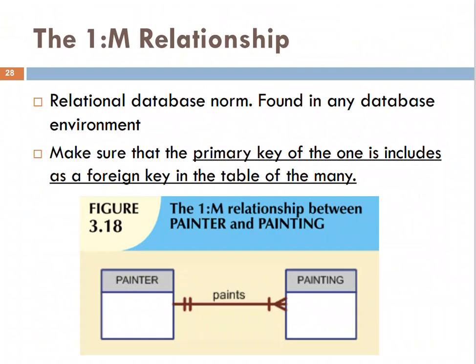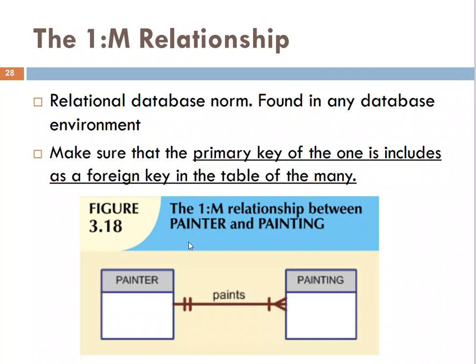Okay, first, one-to-many relationship. Relational database norm, which is found in any database environment: make sure that the primary key of the one is included as a foreign key in the table of the many.